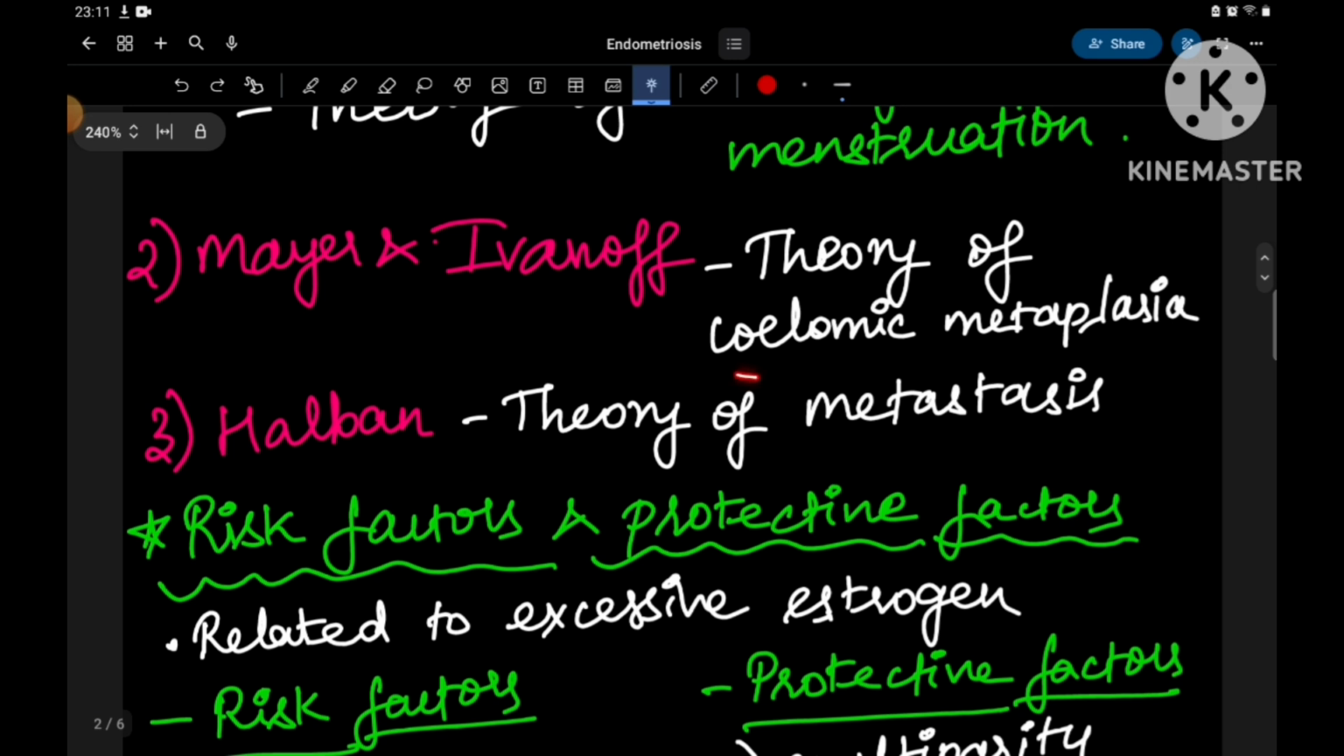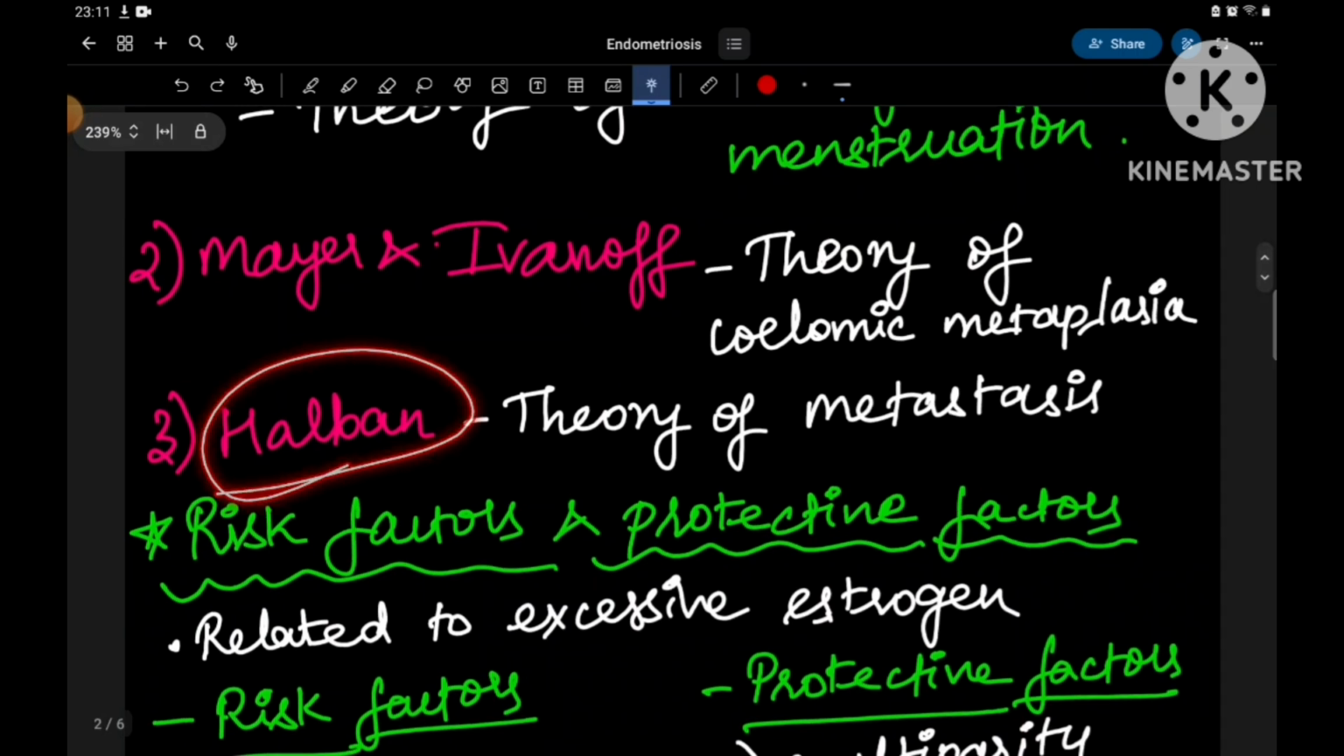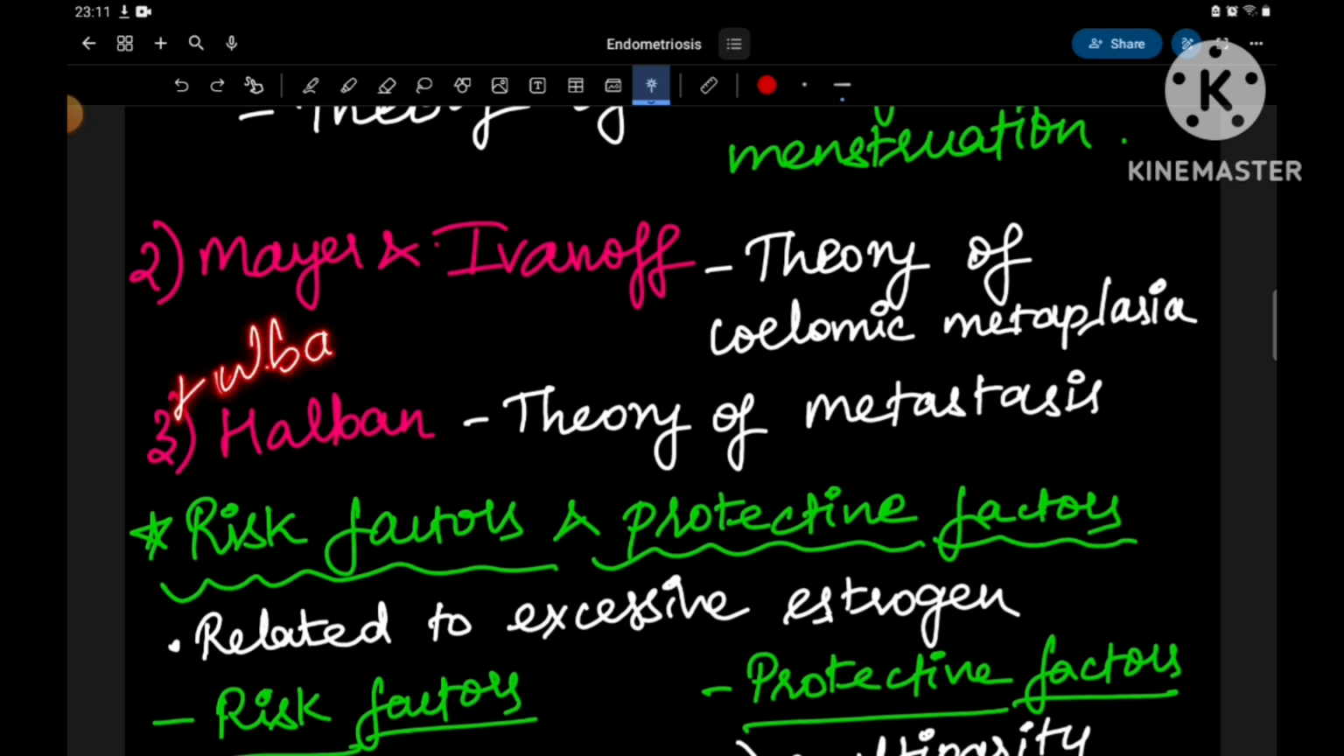Mayer and Ivanov gave that it is because of coelomic metaplasia, and Halban gave the theory of metastasis. Right guys? Yes. So I was saying about this Halban. Halban sign will usually occur in adenomyosis. Halban sign is nothing but a tender uterus. Tender uterus, another differential diagnosis, what do you remember? Abruptio, right? It also presents with a tender uterus. Just remember it. Halban sign will come in adenomyosis, but Halban only gave the theory for endometriosis, that is metastasis.